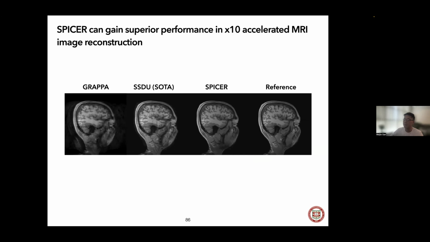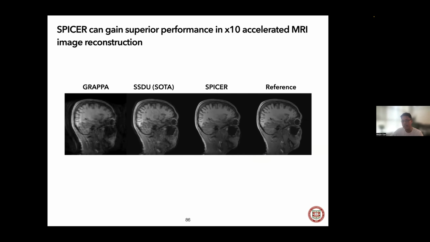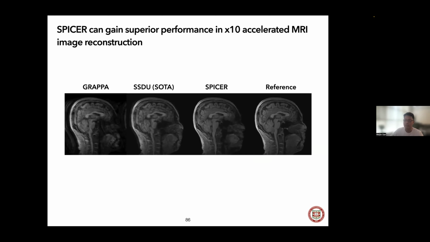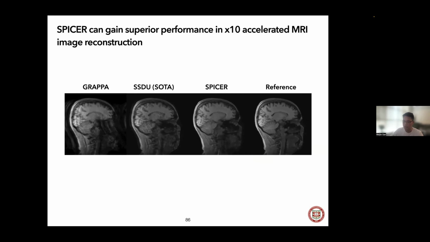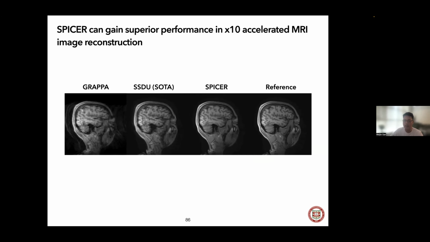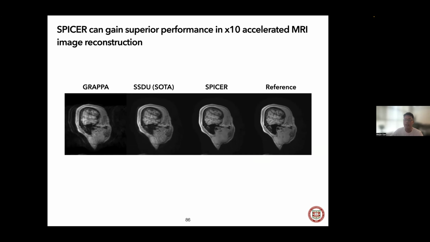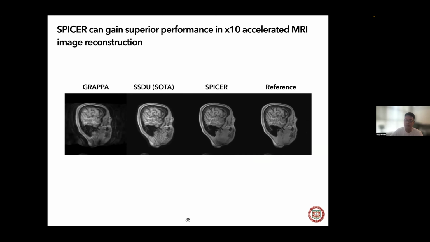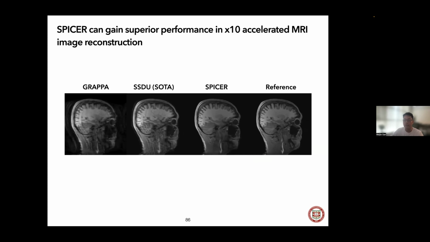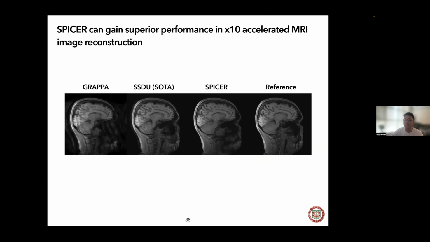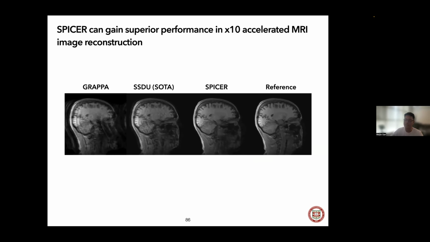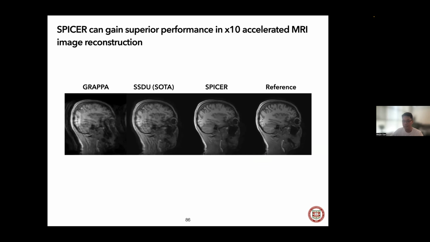We compare SPICER with many other algorithms, also for self-supervised learning, also for joint image reconstruction and coil sensitivity estimation in MRI. And we found that SPICER can get really good results, even with a high acceleration factor. Here we are doing experiments at a 10 times acceleration factor, and you can see the imaging quality is still pretty good. And those are real data.